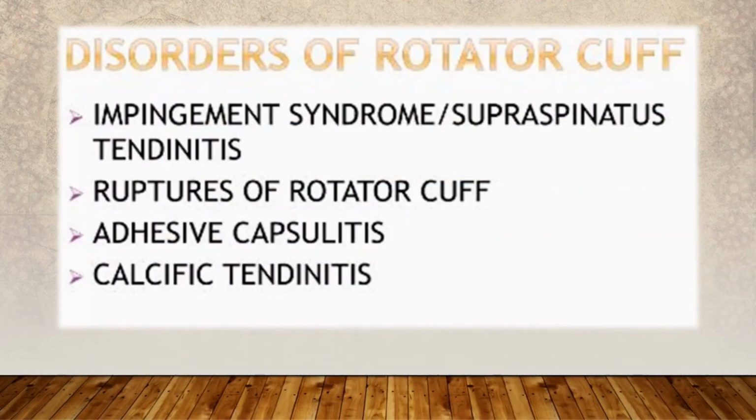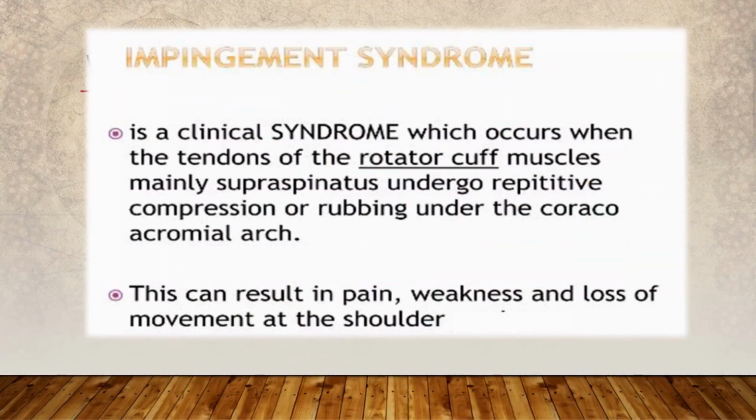Disorders of rotator cuff include impingement syndrome or supraspinatus tendinitis, ruptures of rotator cuff, adhesive capsulitis, and calcific tendinitis. First one, impingement syndrome. It is a clinical syndrome which occurs when the tendons of the rotator cuff muscles, mainly supraspinatus, undergo repetitive compression or rubbing under the coracoacromial arch. This can result in pain, weakness, and loss of movement at the shoulder.